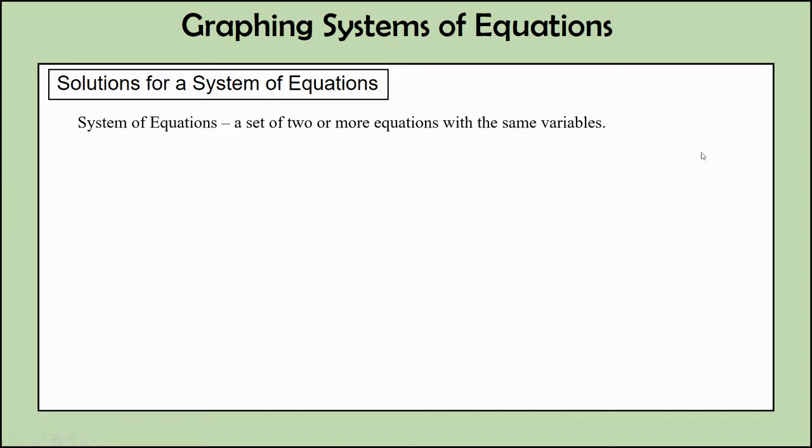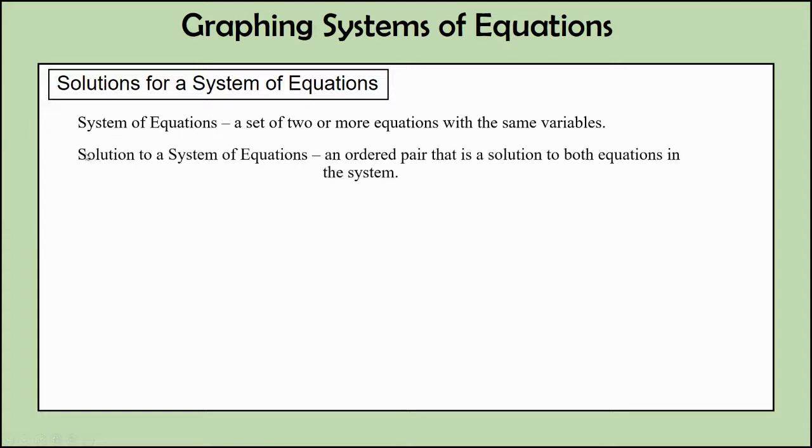Like in my example, cost was equal to a dollar amount times the number of minutes plus a dollar amount. Both of those two equations use the same two variables, cost and minutes. So that was a system. It can be x's and y's, it can be c's and m's, as long as both equations use those variables.